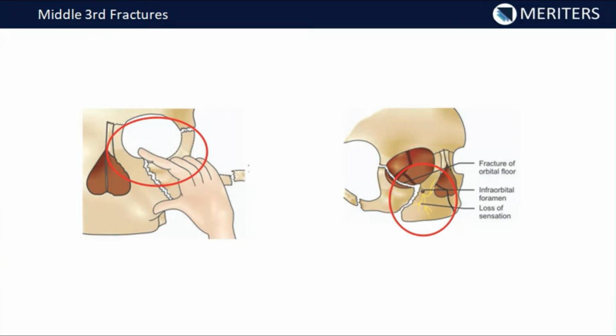So fracture of the orbital floor we can appreciate in the figure. Infraorbital foramen is also fractured here, and loss of sensation in the skin supplying the middle area of the face can be there.